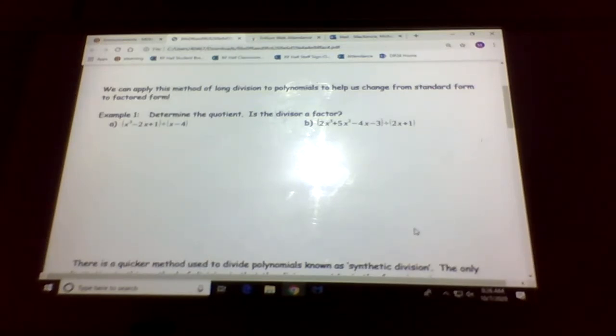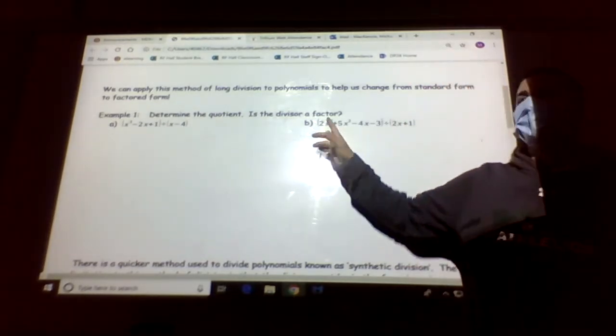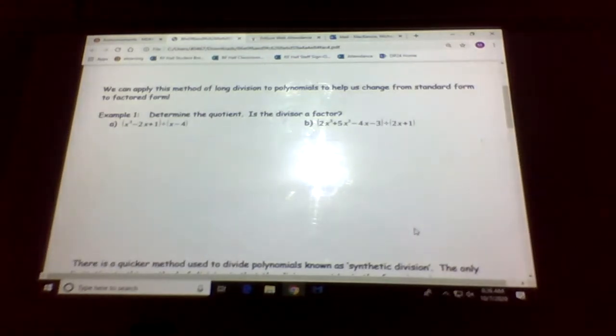So the reason why we divide polynomials is that we know a lot of factoring. You guys know a lot of factoring. You know how to do simple trinomial factoring, complex. You guys have done difference of squares, sum and difference of cubes. You know how to do greatest common factor. So this division is actually another form of factoring. Because remember, when you factor something out of an expression, you divide.